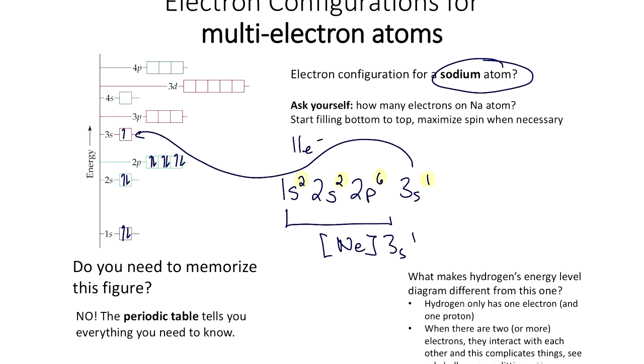All right, so I gave you the diagram, so it was kind of easy to follow Aufbau's principle and maximize spin, all that. But do you need to memorize this figure? If I asked you, what's the electron configuration of aluminum? No, all of this information comes from the periodic table. I don't actually have to give you this diagram to know that you need to fill 3s before 3p, then comes 4s. All of this comes from the periodic table.